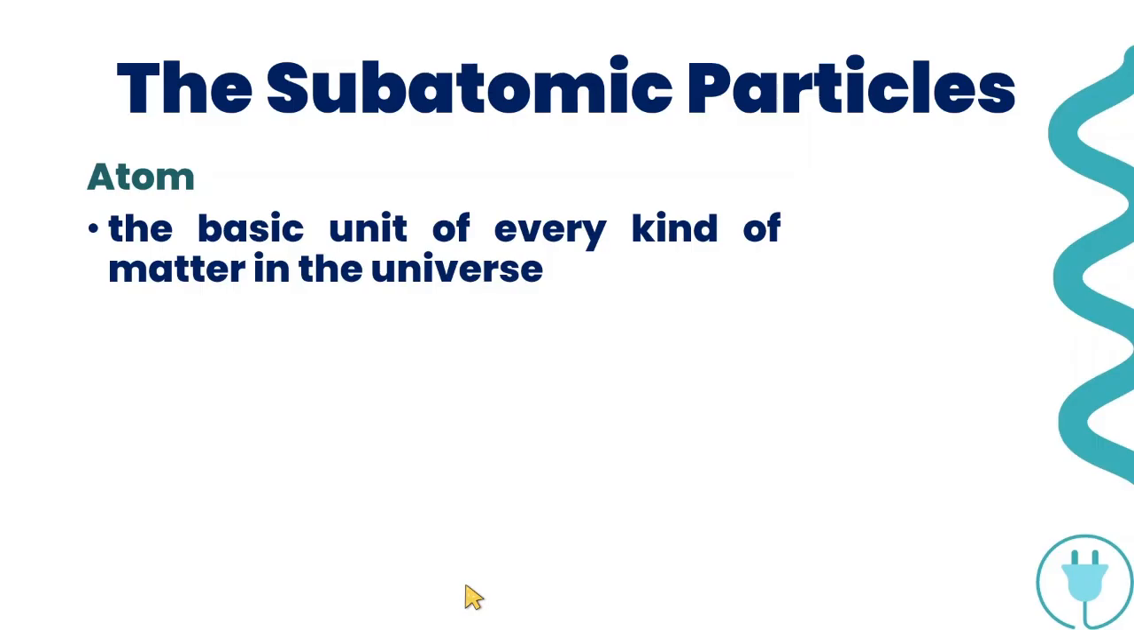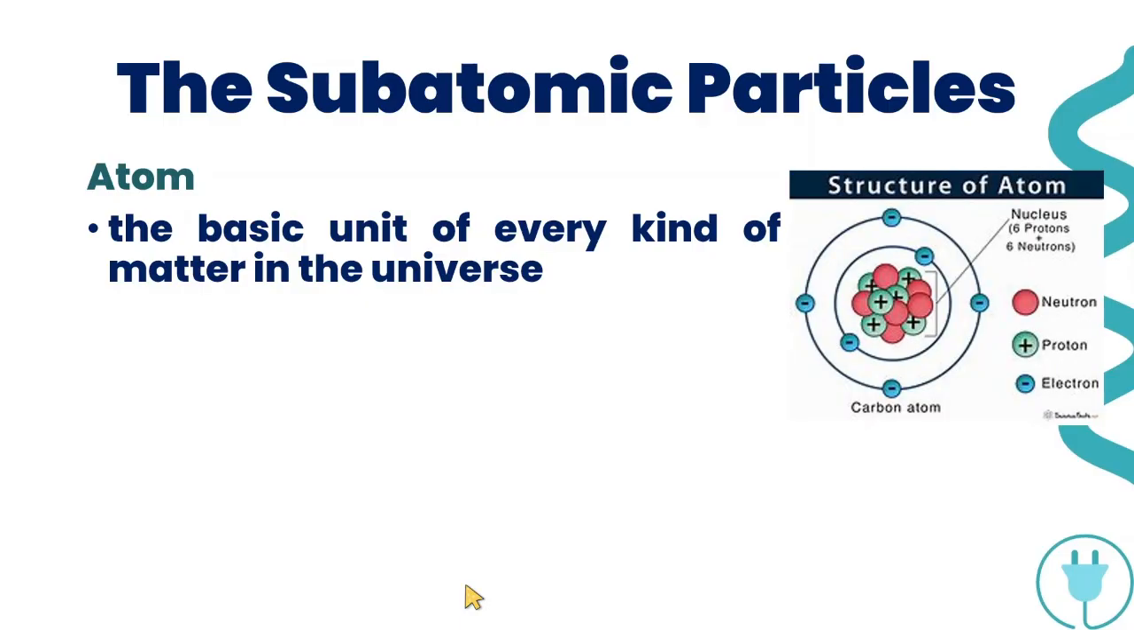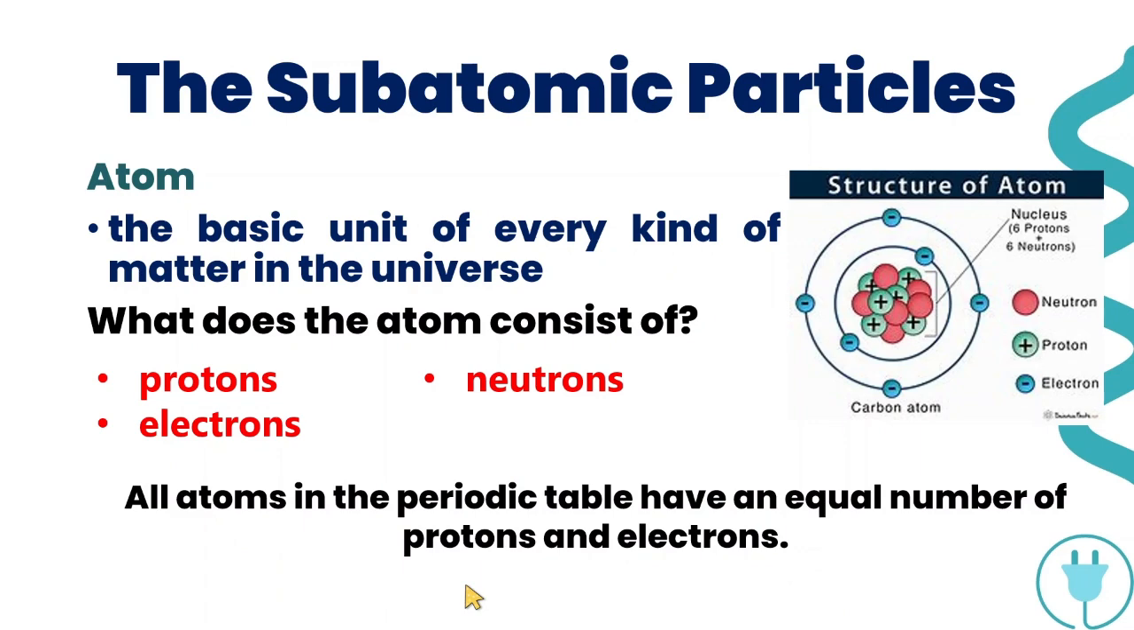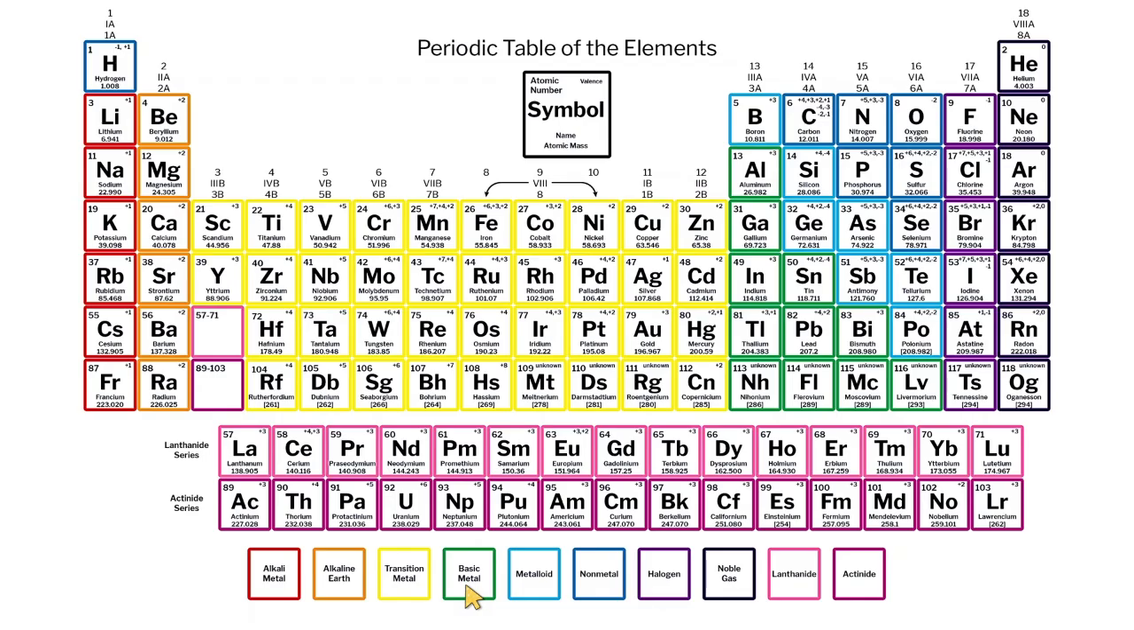An atom is the basic unit of matter, and we've known that from our previous topics and courses. It contains three major subatomic particles. So what does the atom consist of? It contains protons, electrons, and neutrons. All atoms in the periodic table have an equal number of protons and electrons. All the elements in the periodic table are made of atoms. Although elements differ in the number of protons they contain, the basic structure remains the same. Understanding atoms helps us understand how electric charges originate.